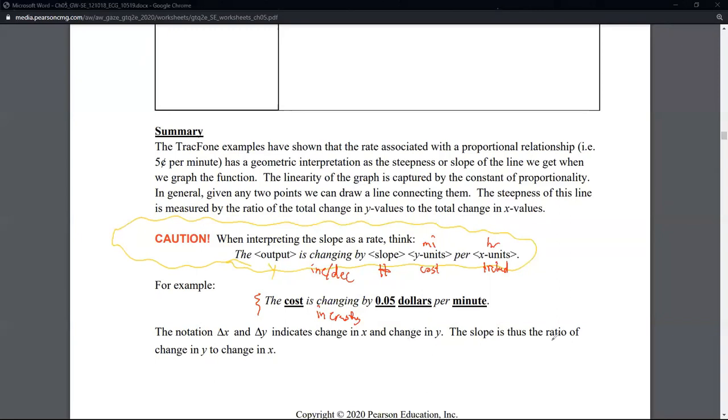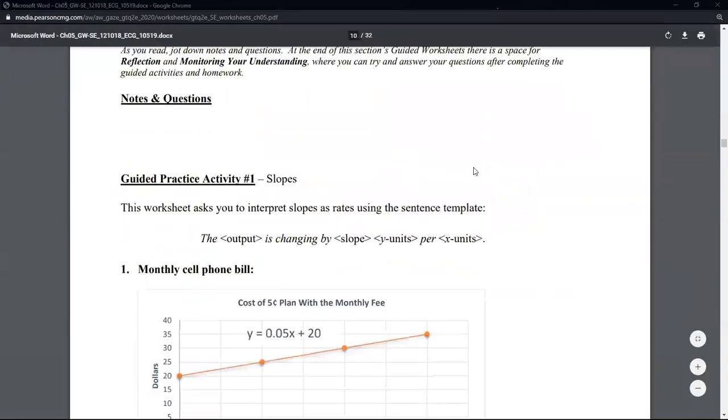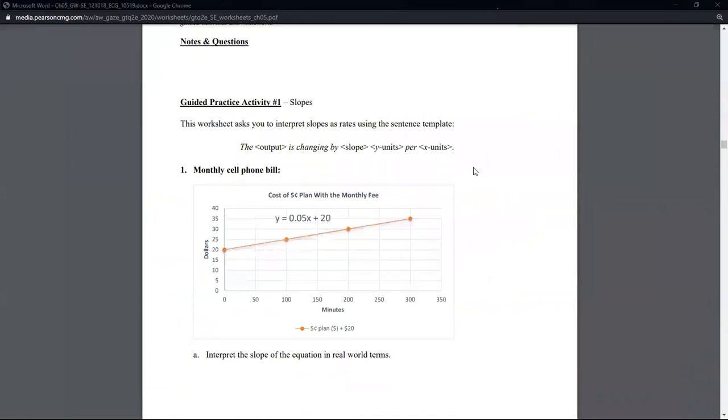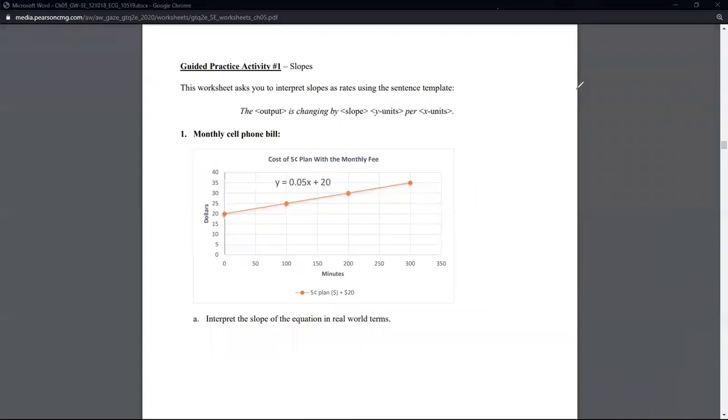Okay, so let's try it out. Back on annotate, clear, off, scroll. This worksheet asks you to interpret slopes as rates of change using the sentence template as we already described previously. So the output, the y, whatever that is changing by, or is increasing by, or is decreasing by. Write the number for the slope, then the ratio of those two units. But it has to be the output to the input units.